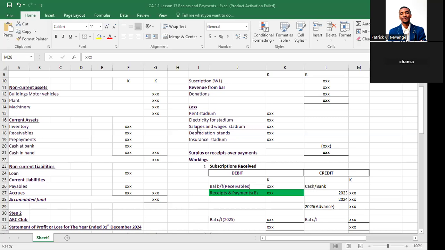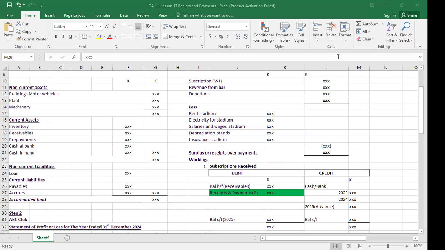Yeah, so I was mentioning that for the subscriptions, you need to create a subscriptions account. There'll be a debit side and a credit side, and then there'll be the balance brought forward, receivables, right? And then there's the balance carried forward, which is the closing balance for the subscriptions, and then the monies that have been received during the year are going to be posted on the credit side. Why? Because the debit is in the cash or bank, right?